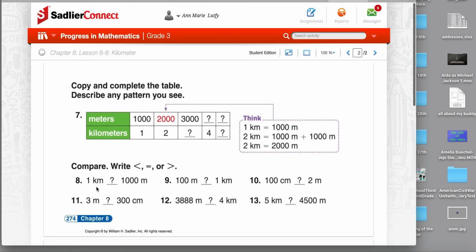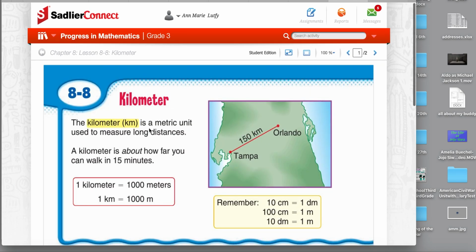So again, when you go to compare, you've got to make sure that they're both in the same unit. So you would change 1 kilometer to 1,000 meters, and that would be equal to. Same thing here, 100 meters and 1 kilometer. We know that 1 kilometer is the same as 1,000 meters, which would make 100 meters less than 1 kilometer. So again, we would use kilometers to measure long distances.